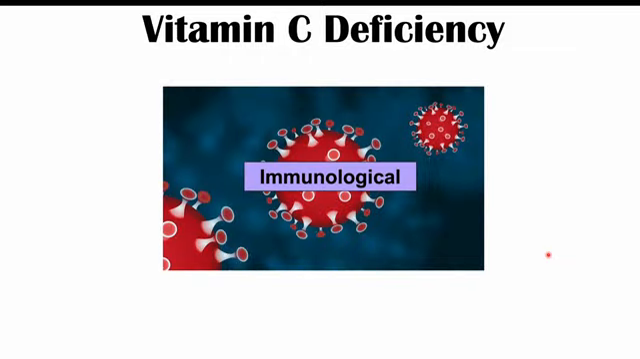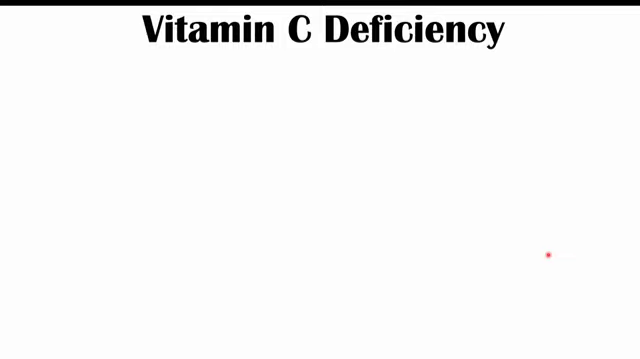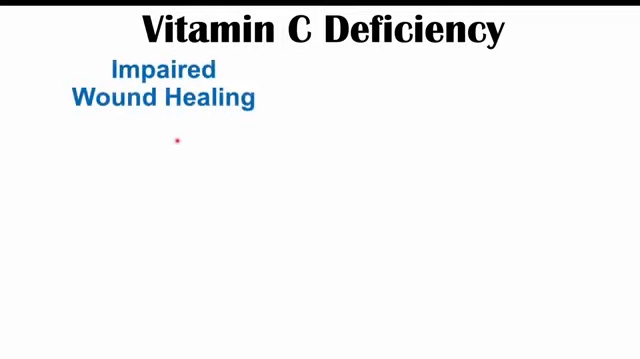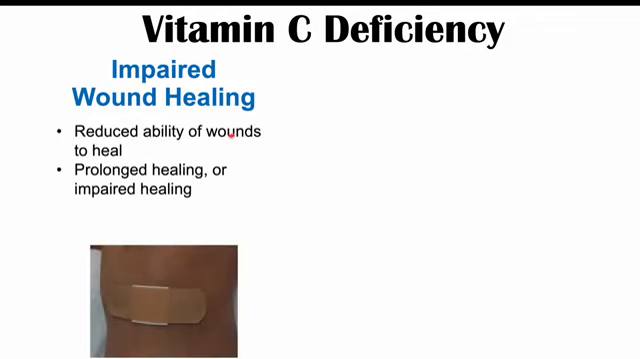The next category of signs and symptoms are immunological, so the immune system. As mentioned before, vitamin C is important in immunological functioning. If you want to learn more about this in detail, I have a whole lesson on this topic, as vitamin C is very important and has many different functions in the immune system. One of them is wound healing. So if there's a vitamin C deficiency, even subclinical vitamin C deficiency, we can have issues with wound healing. So it's essentially reduced ability of wounds to heal. It may take longer to heal, so it doesn't heal like it should. This can be due to immunological deficiencies.